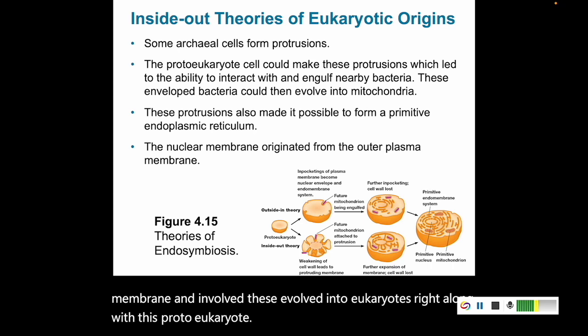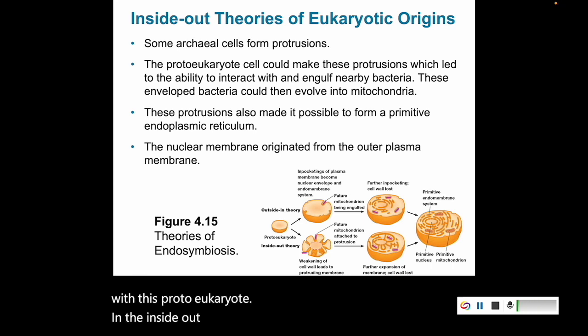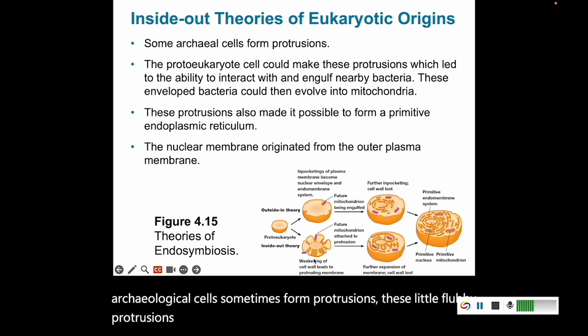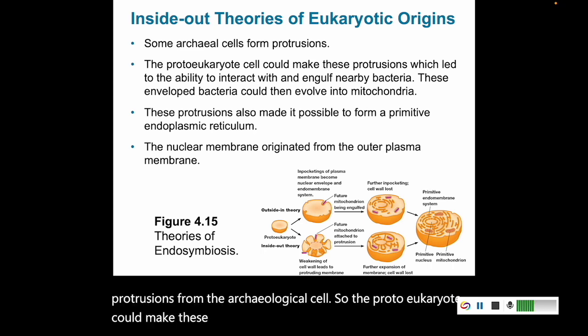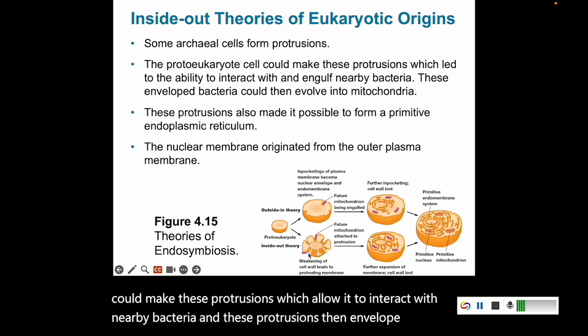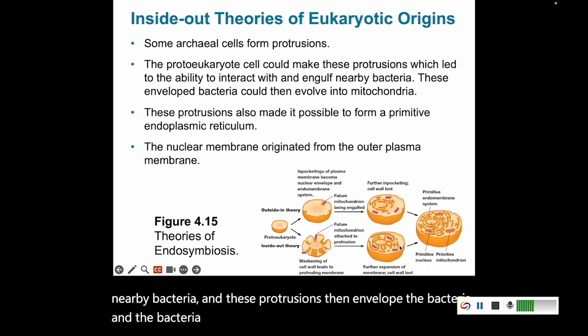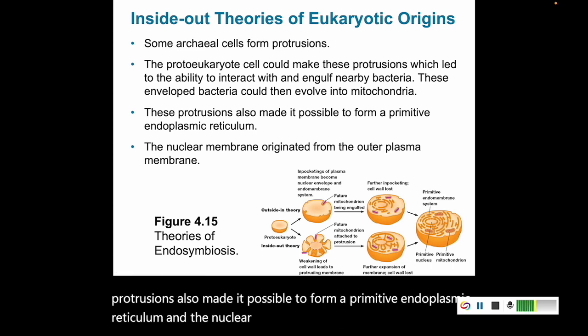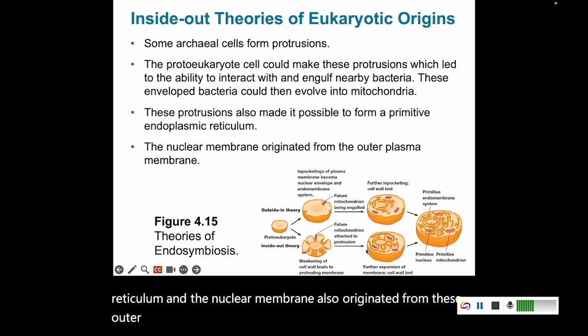In the inside-out theory, one form of evidence that goes along with this is that archaeal cells sometimes form protrusions, these little blobby protrusions from the archaeal cell. So the proto-eukaryote could make these protrusions, which would allow it to interact with nearby bacteria. These protrusions then enveloped the bacteria, and the bacteria then evolved into mitochondria. These protrusions also made it possible to form a primitive endoplasmic reticulum. And the nuclear membrane also originated from these outer plasma membrane protrusions.